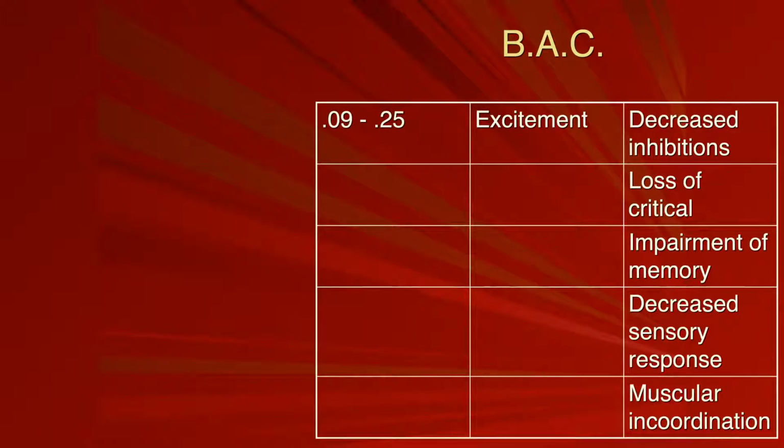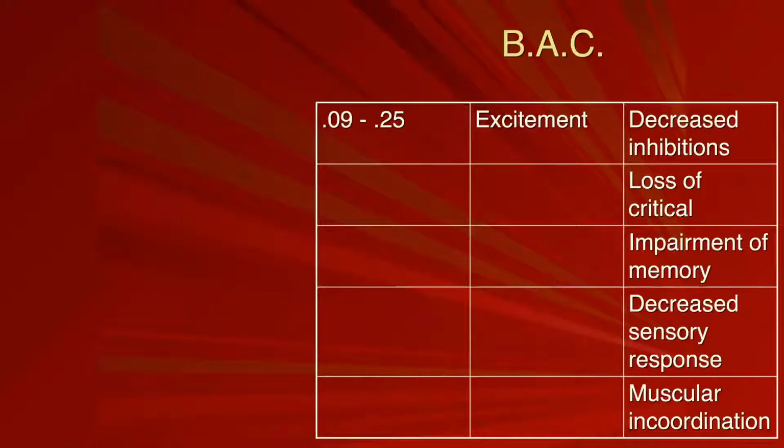Muscular incoordination. I will tell you right now, if you want to see what you would look like at this level, 0.09 to 0.25, no lie, I'm telling you the truth, what you need to do, and I'm not going to do it because I'm sitting down, is stand up and spin around in your chair as fast as you could, 10 to 12 times, and then try to walk. That's what I would look like at that intoxication level. So if you want to see what you look like at this level, spin around 10 times and then try to walk. That's what you would look like.